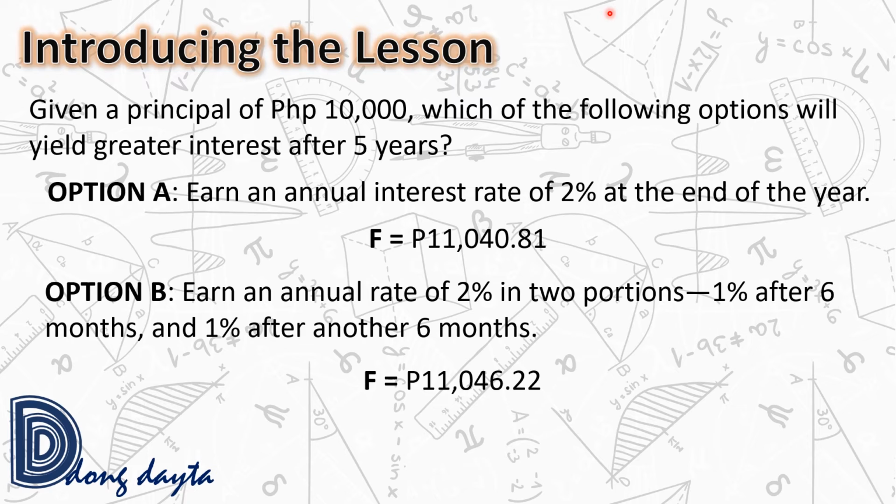The investment scheme in option B introduces a new concept because interest is compounded twice a year. The conversion period is 6 months and the frequency of conversion is 2. As the investment runs for 5 years, the total number of conversion periods is 10. The nominal rate is 2% and the rate of interest for each conversion period is 1%.